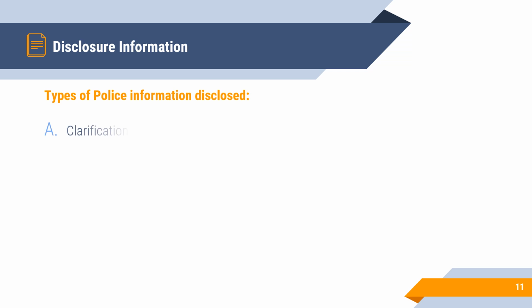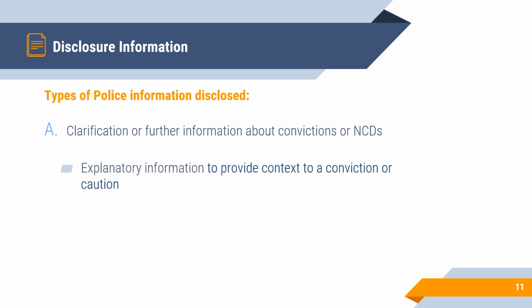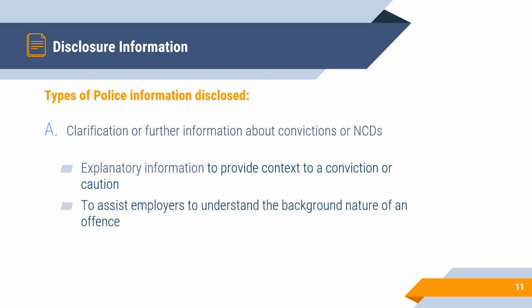The first of these classifications is the provision of clarification or further information by police relating to convictions or non-court disposals on the individual's criminal record. This could include explanatory information that police believe will provide context to a conviction or caution, to assist employers to understand the background nature of an offence, with the intention of helping ensure safer and more informed recruitment decisions.